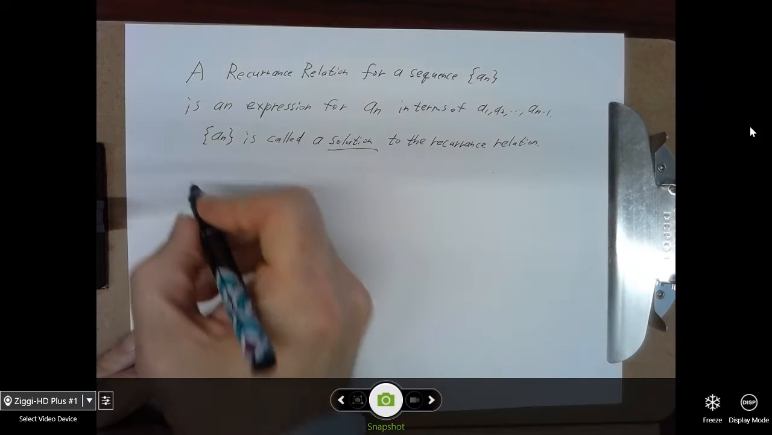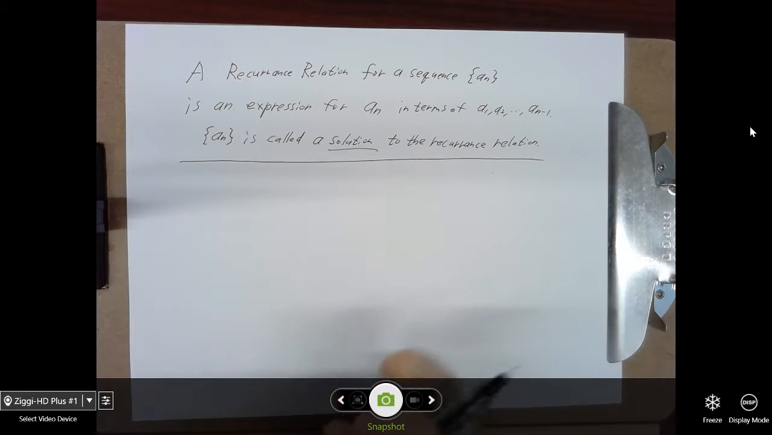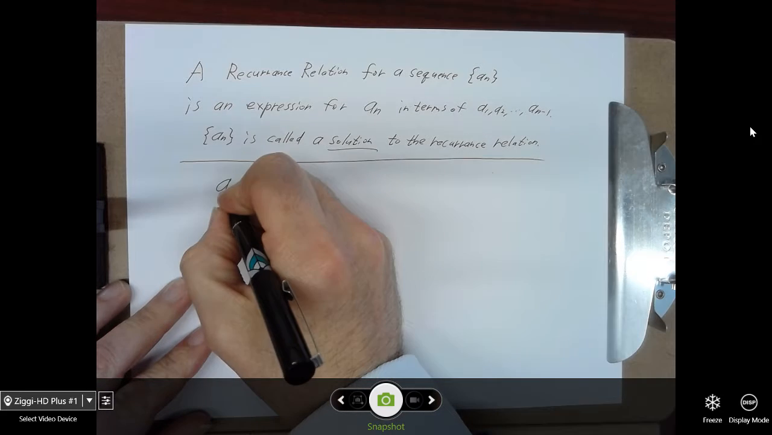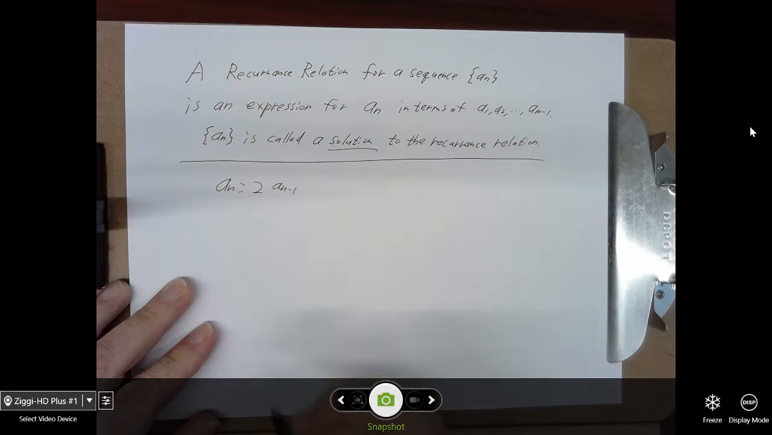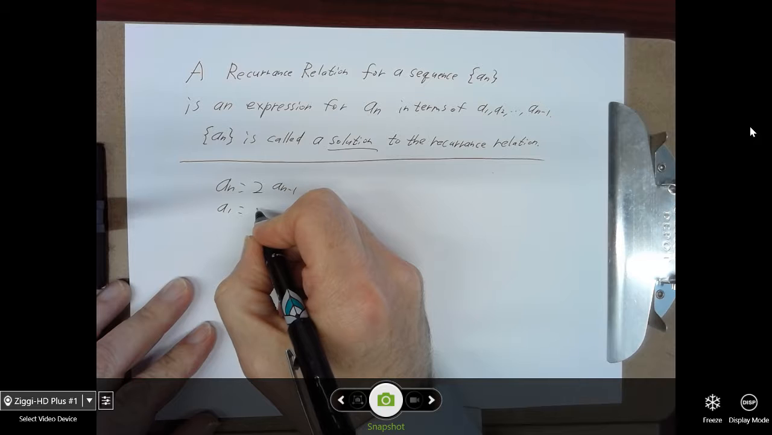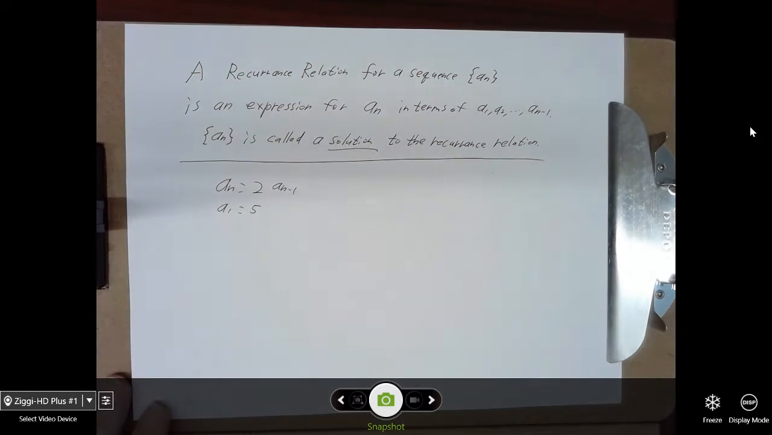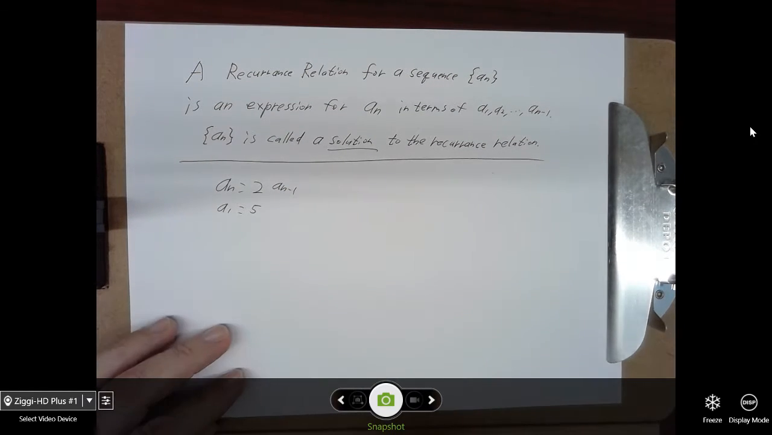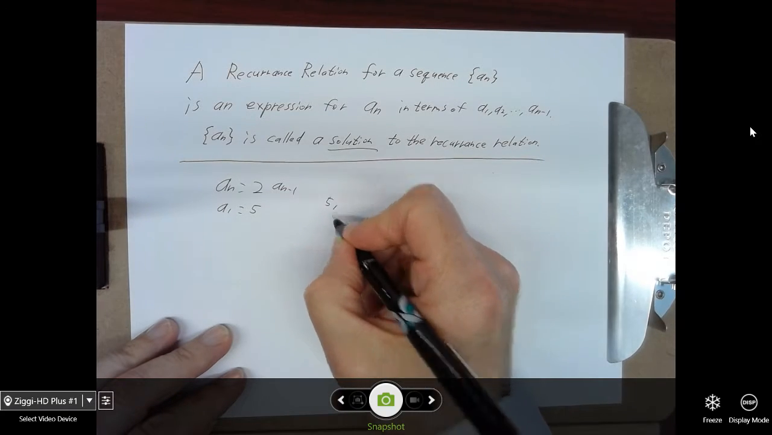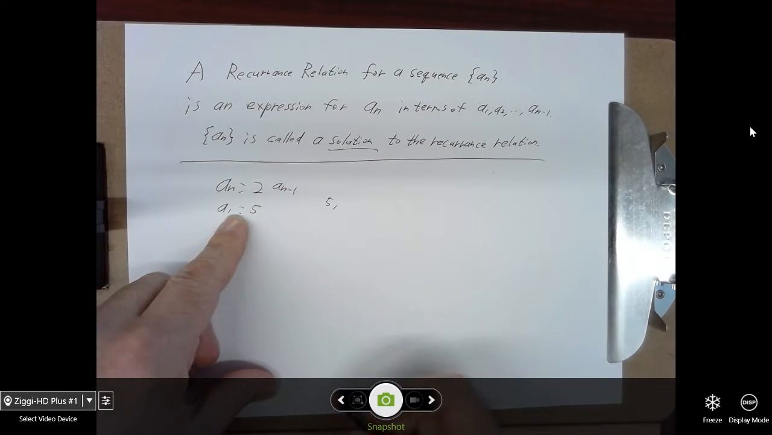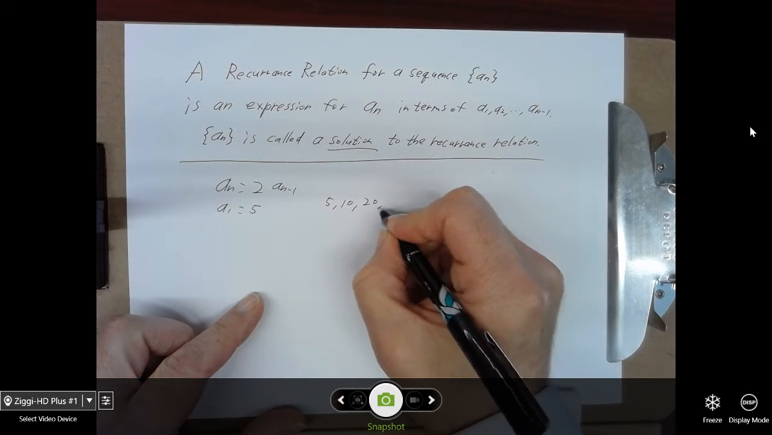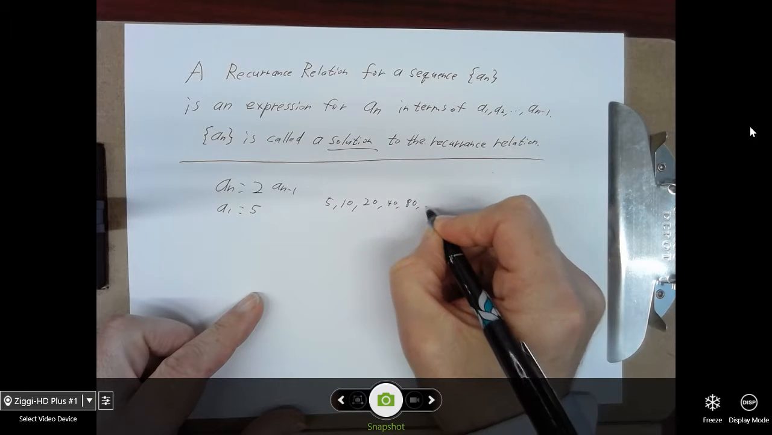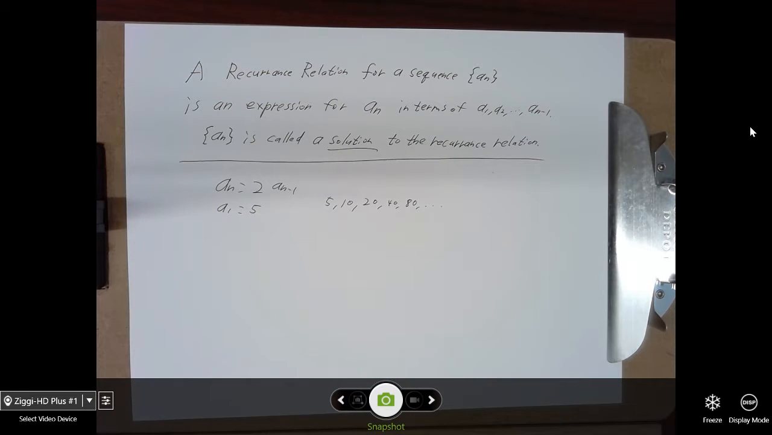So for example, we could have a recurrence relation an equals twice times an minus 1. And we also specify a1 equals 5. A solution to this recurrence relation would be the sequence 5, and then a2 is just twice a1, which is 10. a3 is twice a2, which is 20, 40, 80, and so on. So there's a sequence that solves that particular recurrence relation.